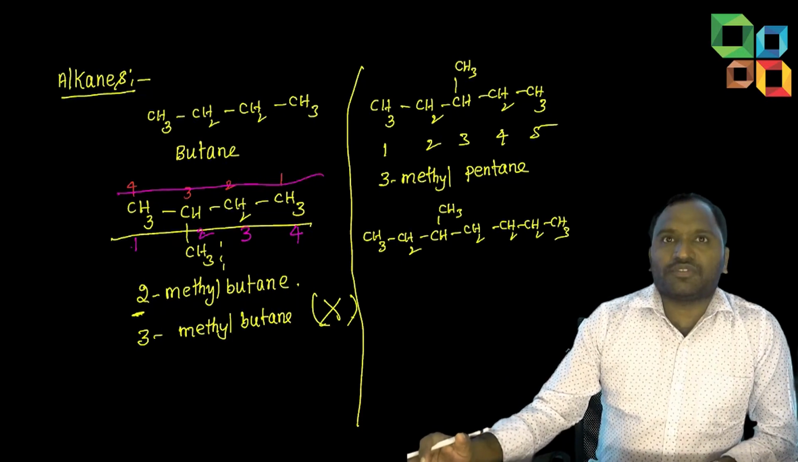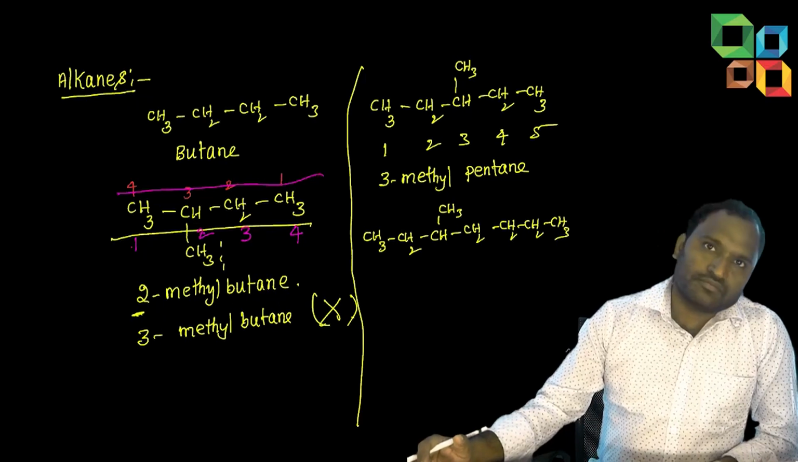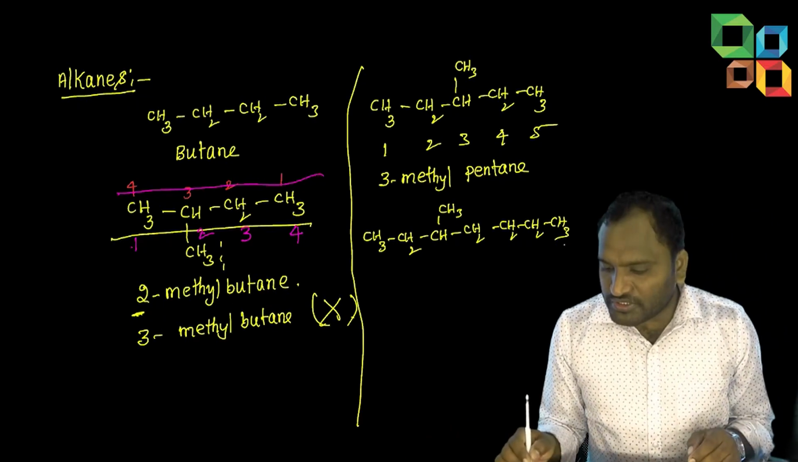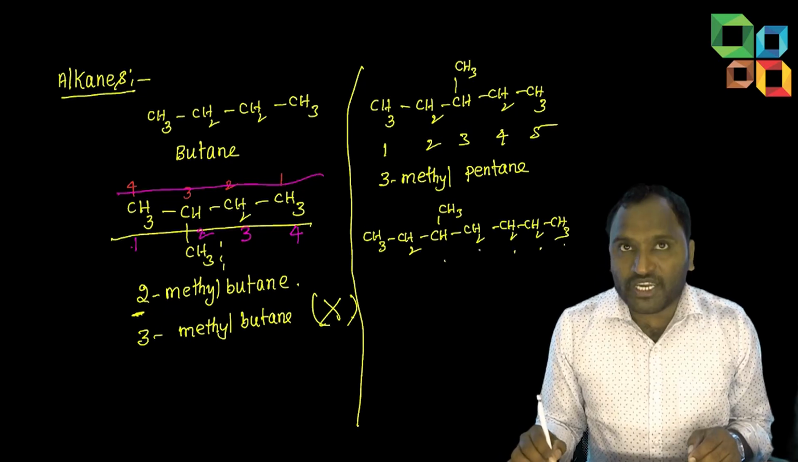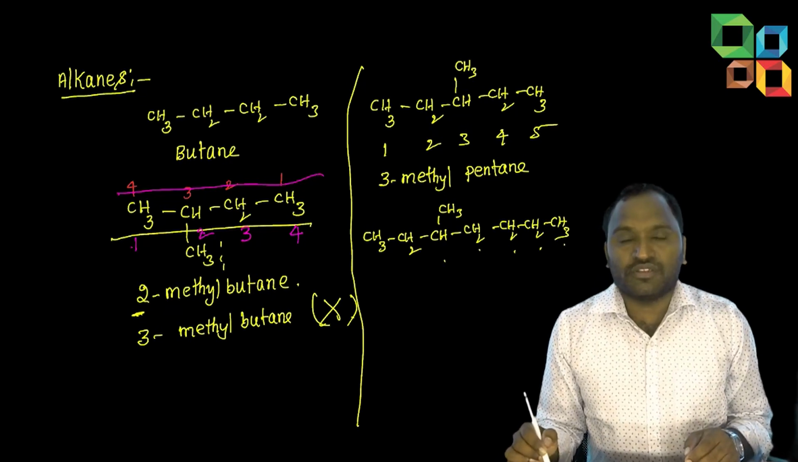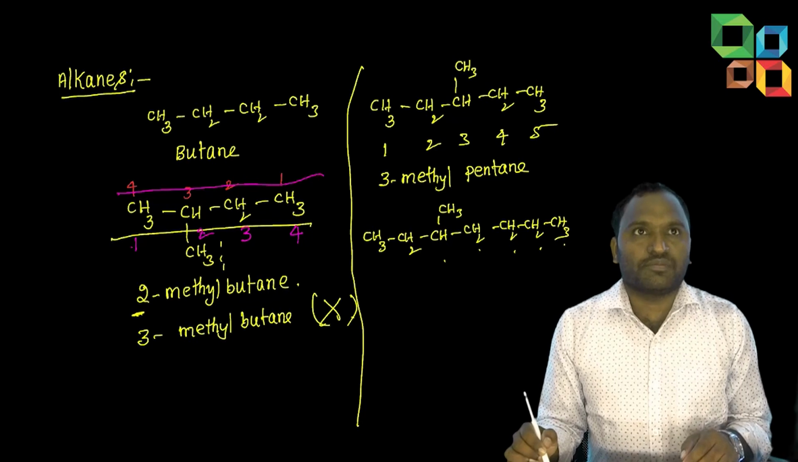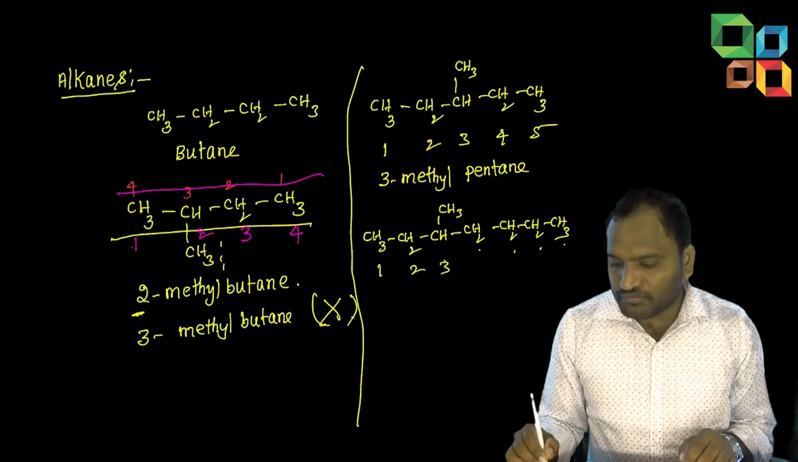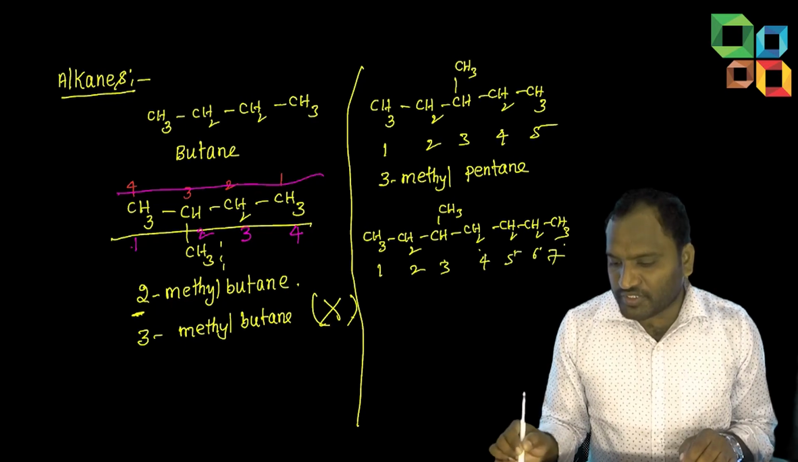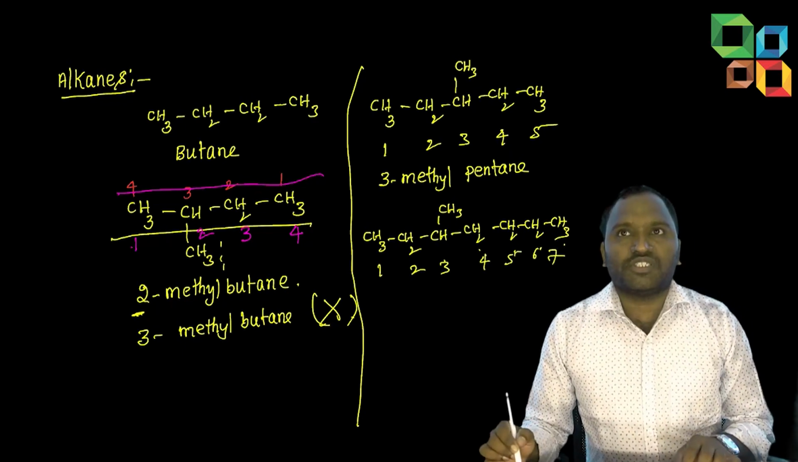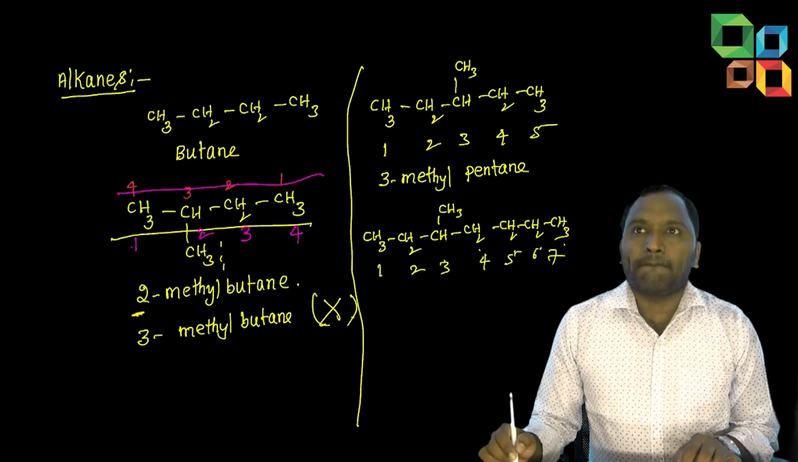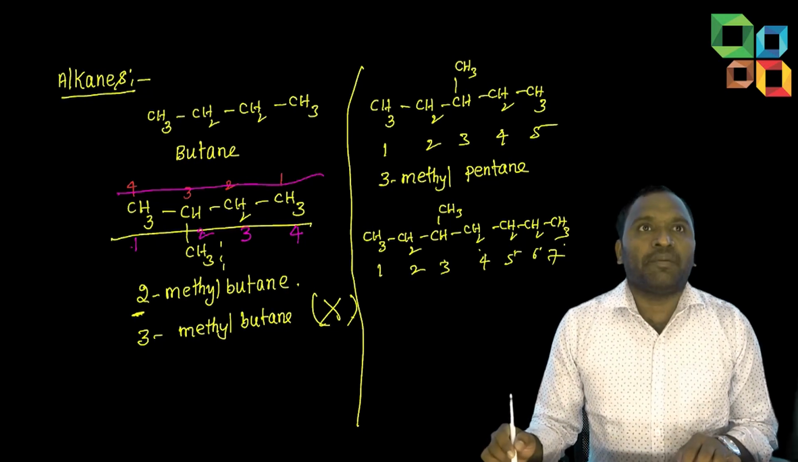Left to right or right to left, students? Left to right. Why? If you give numbering from this side, 1, 2, 3, 4, 5, substituent will get fifth position. If we give number from this side, 1, 2, 3, 4, 5, 6, 7. Tell me the name of this compound, students. 3-methylheptane.